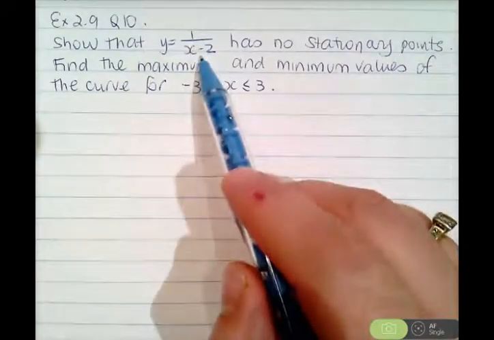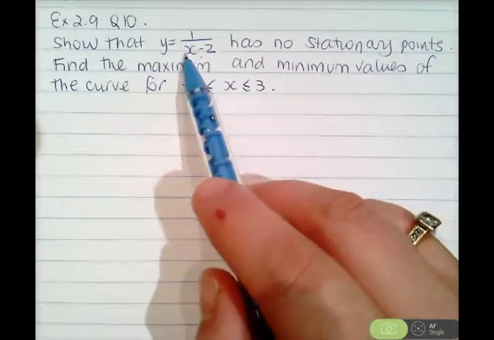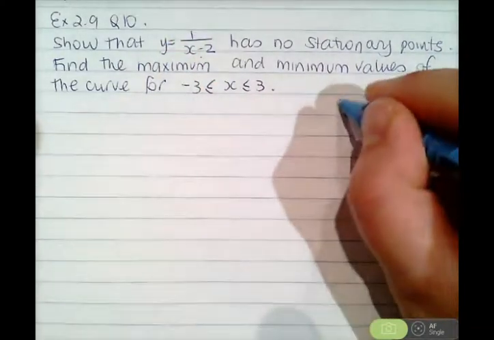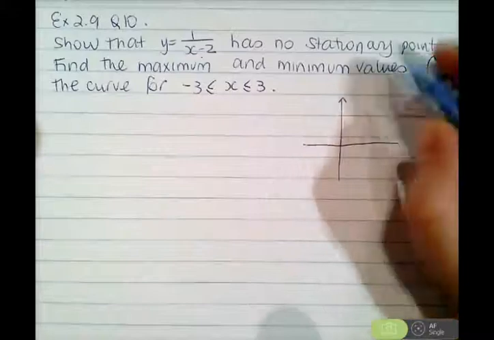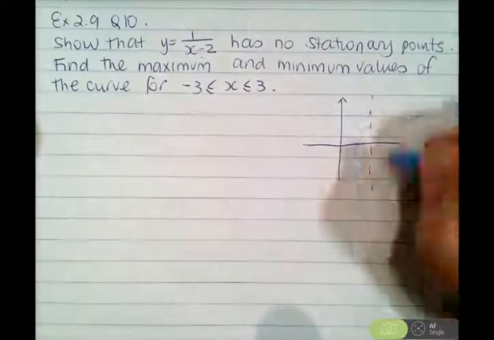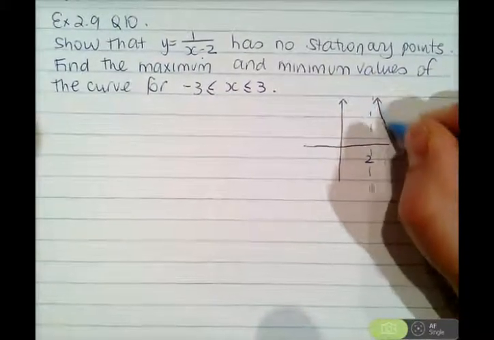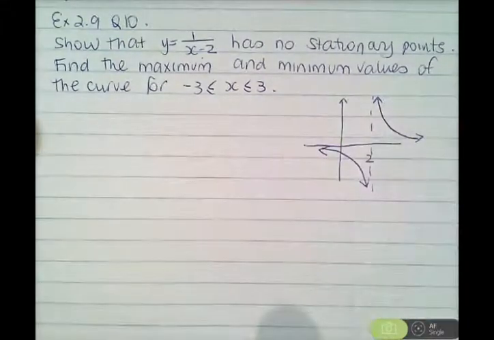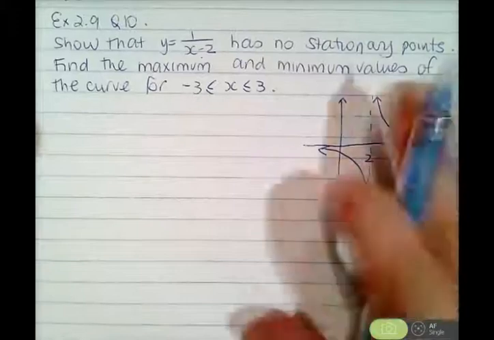Look, we know that this is a hyperbola. It has an asymptote at x equals 2. It's a positive hyperbola. So we know from our curve sketching that it has an asymptote at x equals 2, and it looks like this. So that's basically what the function looks like.